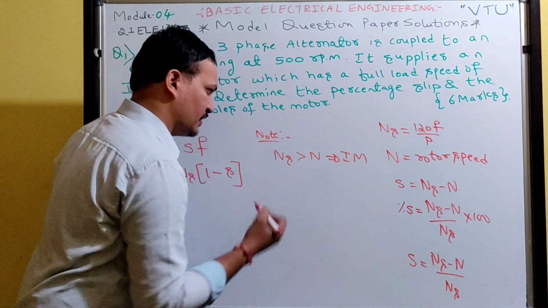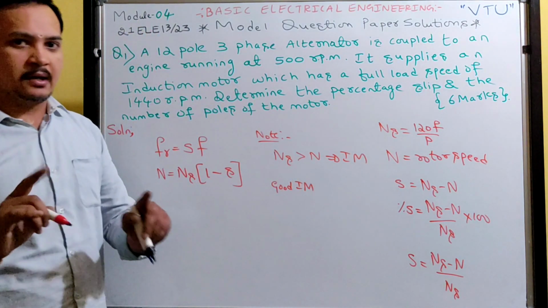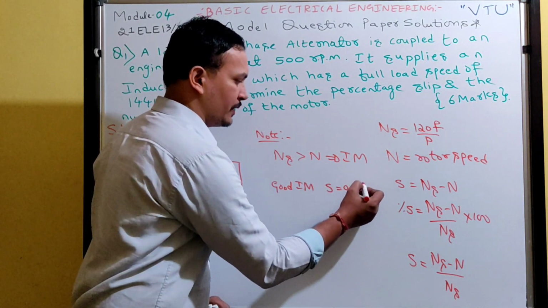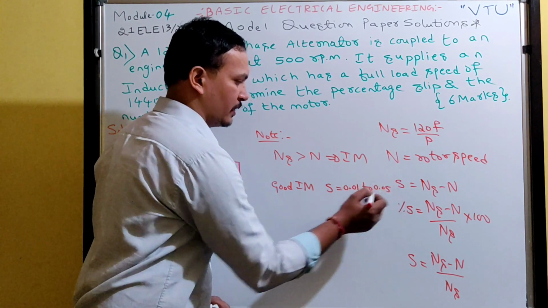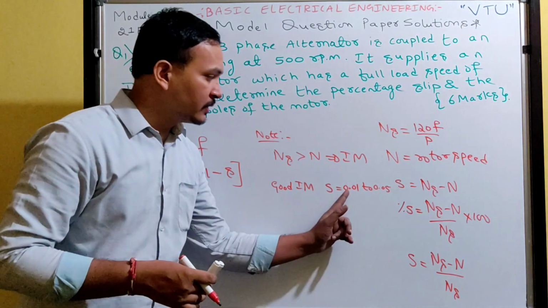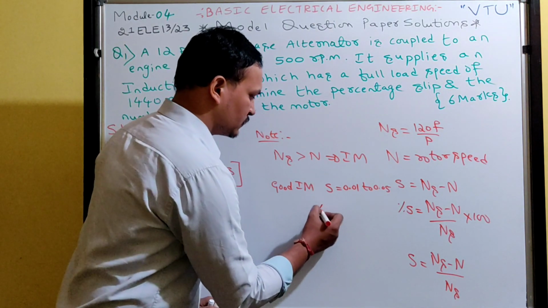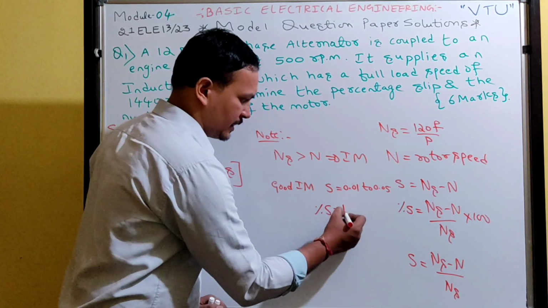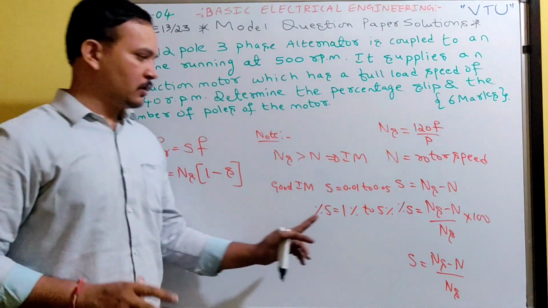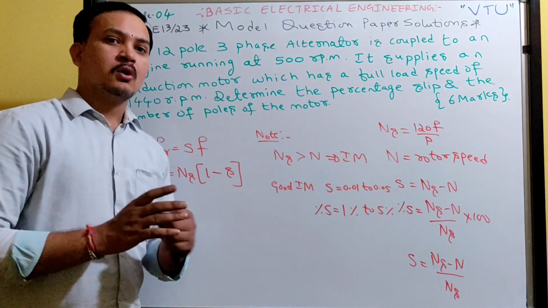Another condition is for a good, well designed induction motor: the value of slip should be from 0.01 to 0.05. This is absolute slip. Your answer of absolute slip should lie within this range, then it is called a good induction motor. Same thing, if it is in percentage slip, then it should be 1% to 5%. You should get the slip value within this range, 1% to 5%, for a good induction motor.